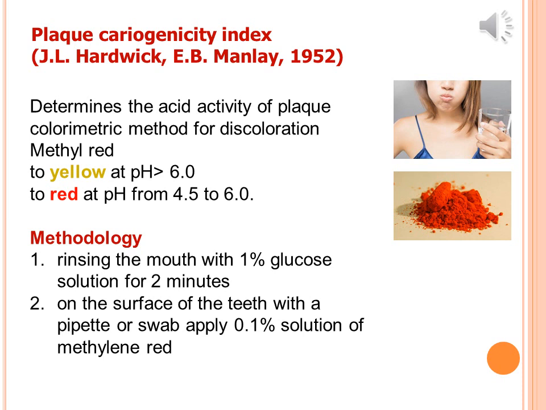It determines the acid activity of plaque by a colorimetric method for discoloration. Methyl red is yellow at pH above 6.0 and red at pH from 4.5 to 6.0. Method: rinsing the mouth with 1% glucose solution for 2 minutes. Then, on the surface of the teeth, with a pipette or swab, apply 0.1% solution of methyl red.